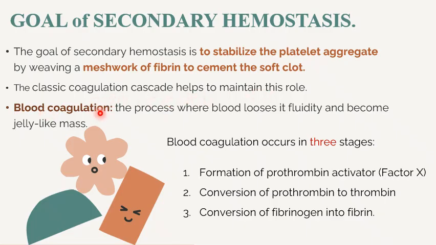What is blood coagulation? It is the process where the blood loses its fluidity and becomes a jelly-like mass. It happens mainly due to the formation of fibrin. Blood coagulation occurs in three stages. First is the formation of prothrombin activator, that is factor 10 or X. Second step is the conversion of prothrombin to thrombin, and the third step is the conversion of fibrinogen into fibrin, which forms the hard clot.